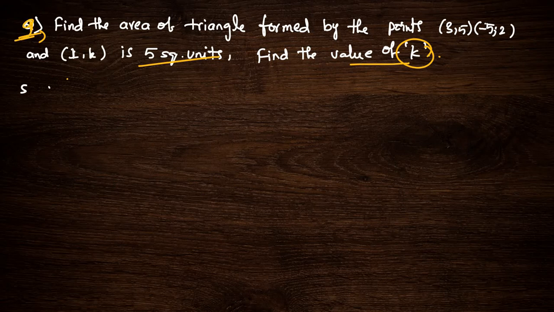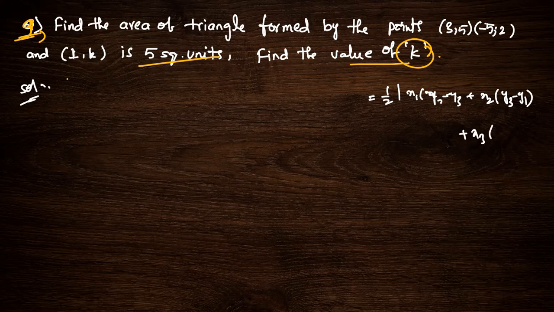Here the solution is. You already know the area of a triangle formula: 1/2 times the modulus of x1(y2 − y3) + x2(y3 − y1) + x3(y1 − y2). The more times you write this formula, the more clarity you will get, and then you can do it easily in your exam. The total area of the triangle is given as 5 square units.